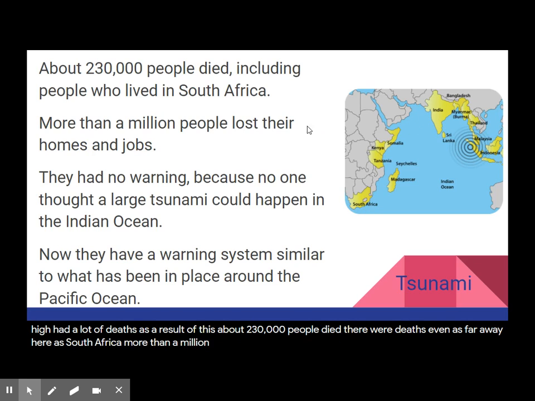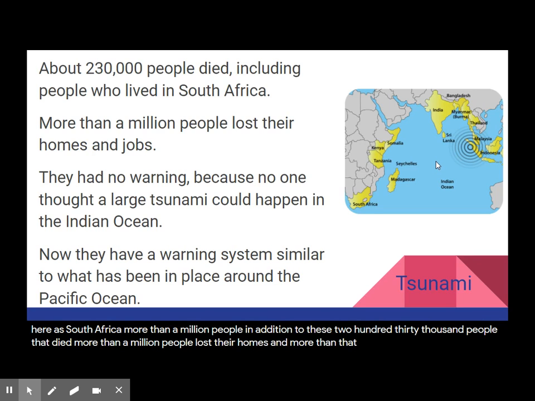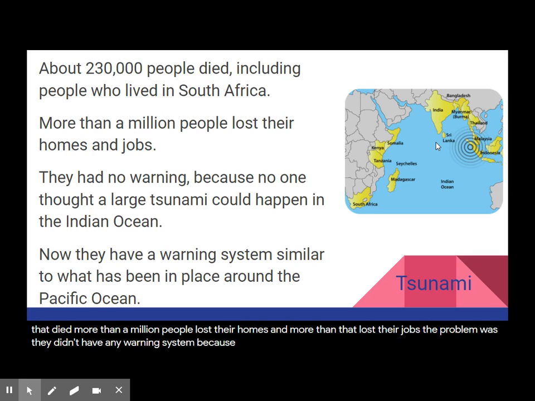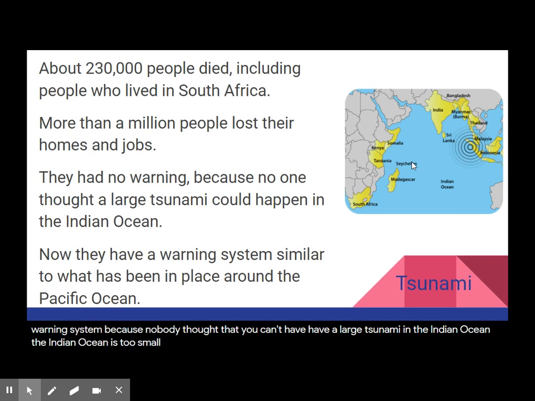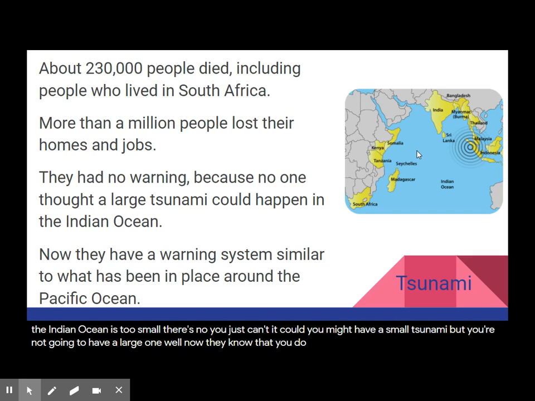More than 1 million people, in addition to these 230,000 people that died, more than 1 million people lost their homes, and more than that lost their jobs. The problem was they didn't have any warning system because nobody thought that you could have a large tsunami in the Indian Ocean. The Indian Ocean is too small. You might have a small tsunami, but you're not going to have a large one. Well, now they know that you do and you can.